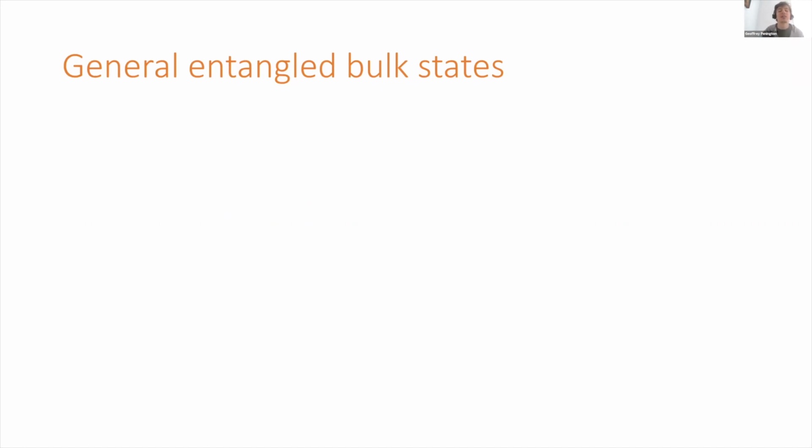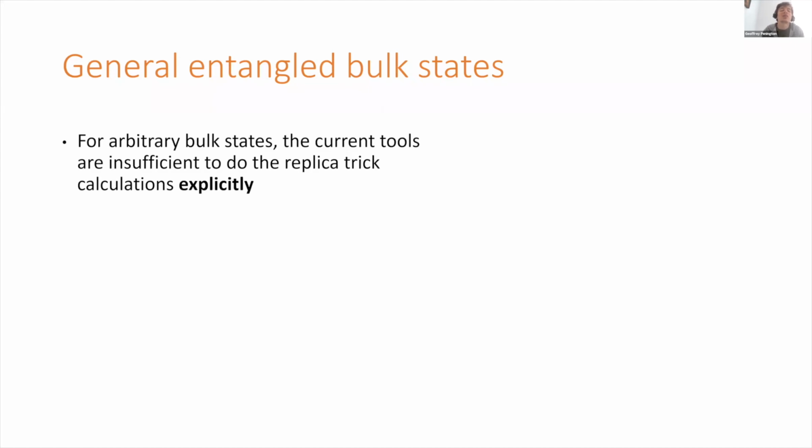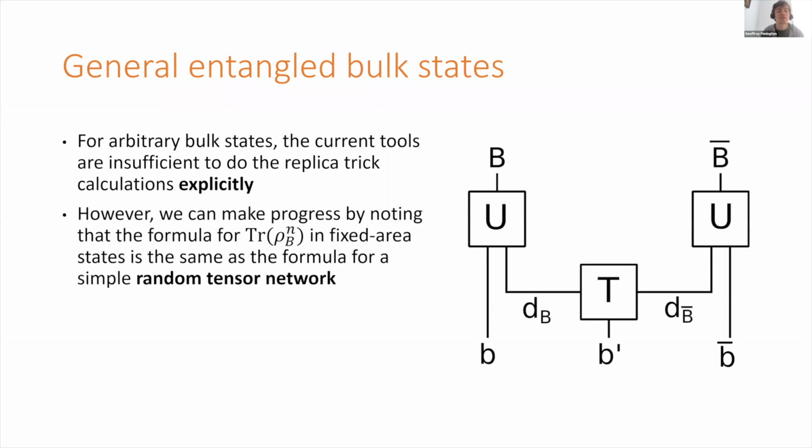So what's the answer to this? Well, the bad news is that even if we stick with fixed area states, if we have an arbitrary bulk state that has some complicated tripartite entanglement between the three bulk regions, then the current tools, at least the ones that have made it over to the AdS/CFT literature, are not sufficient to explicitly do these replica trick calculations to find the resolvent and then find the von Neumann entropy. So that's annoying. You can find trace of rho to the n, you can find a formula for it, but you can't find the von Neumann entropy.